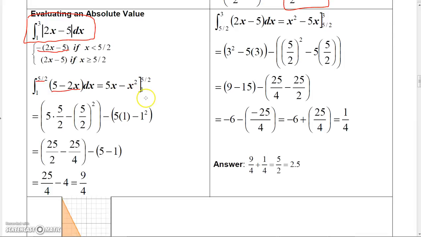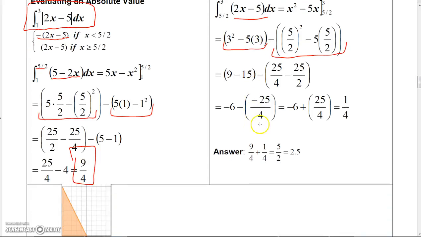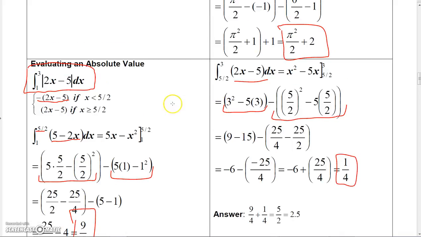So anyway, quickly, let's integrate the 5 minus 2x. You get 5x minus x squared from 1 to 5/2. So evaluate this function at 5/2, evaluate it at 1, then subtract the 2, and you should get 9/4. Now, to do the other one, you're going to integrate from 5/2 to 3, 2x minus 5. So you integrate that, get x squared minus 5x, and then you are integrating from 5/2 to 3. So first we evaluate at 3, then we evaluate at 5/2, and we take the difference, and the difference is going to be 1/4.